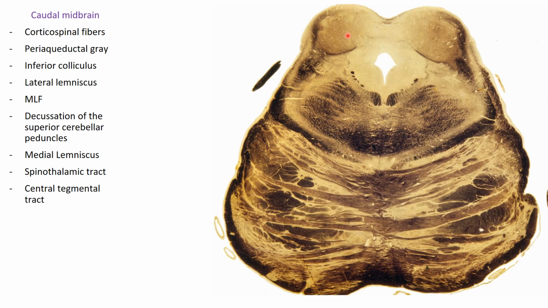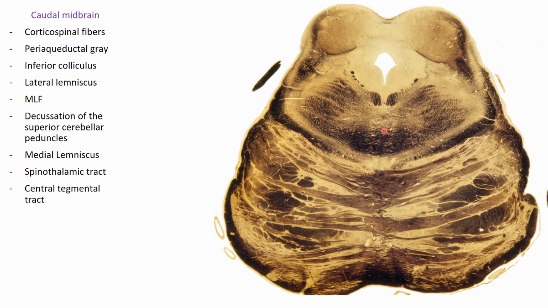Now there are a couple other structures that I do want to point out here in this view. Right here in the anterior component of this view, this is going to be the decussation of the superior cerebellar peduncles. So, the decussation of the superior cerebellar peduncles.